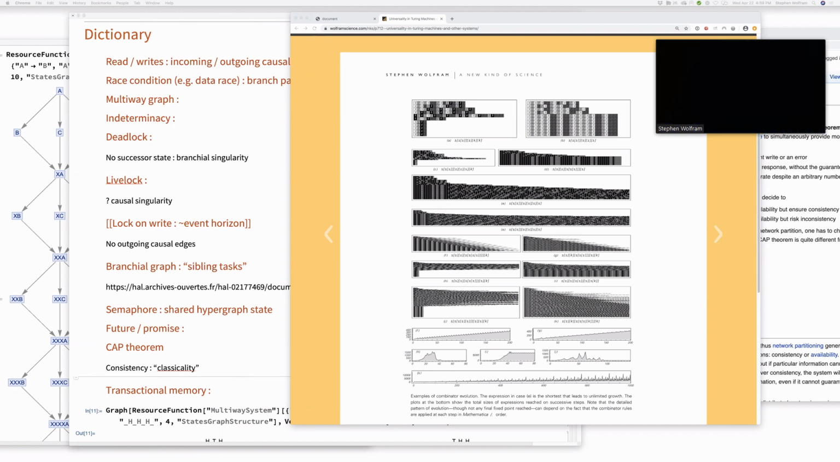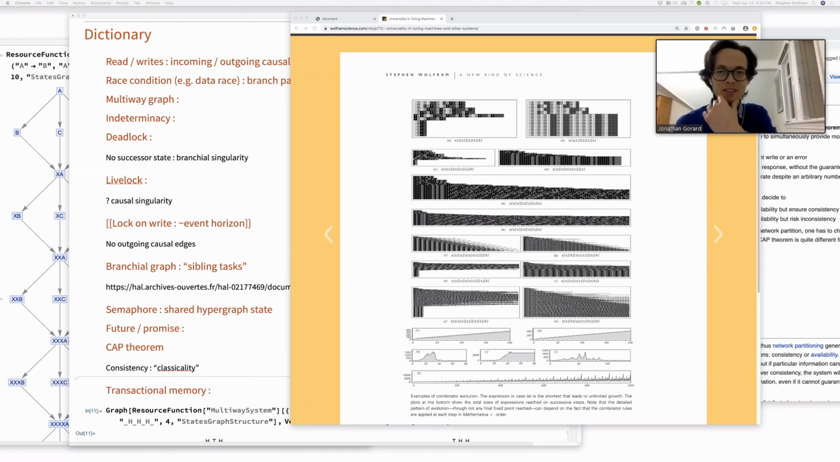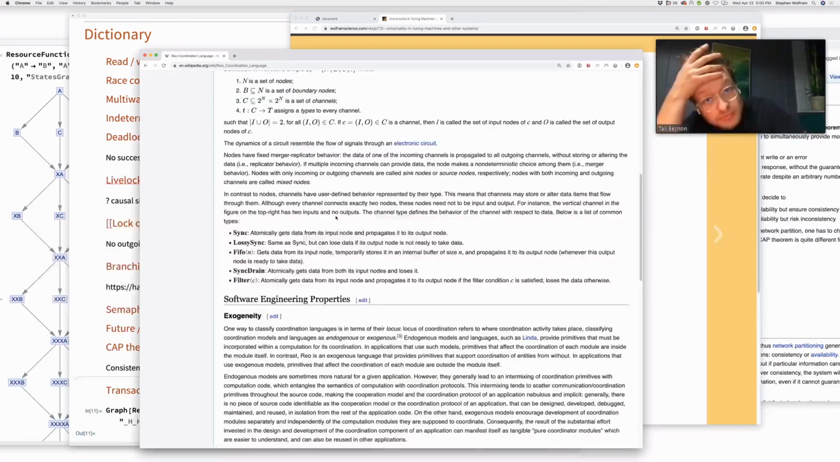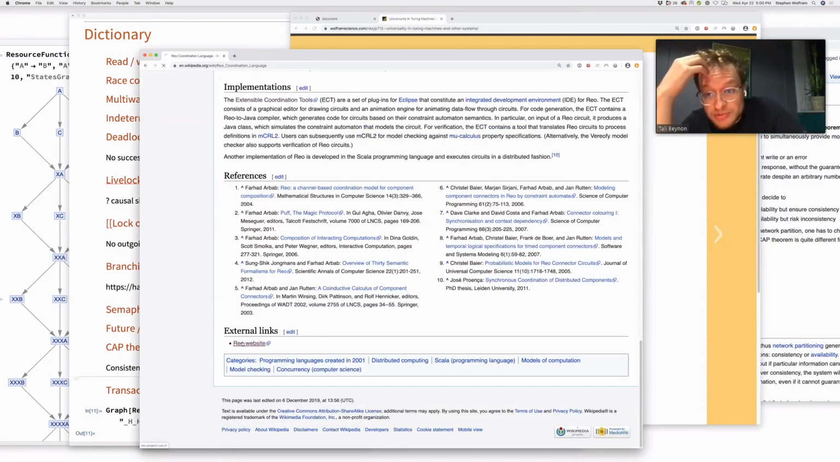What was the thing, Jonathan? You were talking about some distributed computing thing, REO. How's it spelled again? REO. Tali, have you heard of this thing? I learned about this today. It's a coordination language used in concurrent programming, apparently, that represents things in terms of partial orders on hypergraphs. Sorry, go on. This looks really interesting.